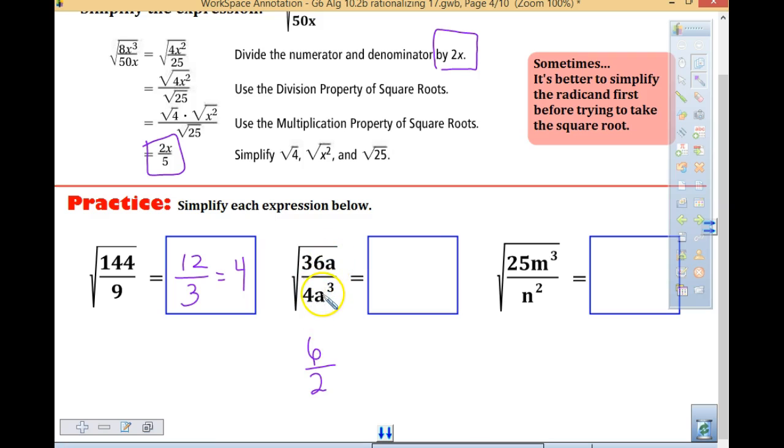And you have a over a to the second. So remember when we were doing division, we were actually subtracting, and since our larger power is in the denominator, this would actually leave us in our denominator with the square root of what? A to the second. So 6 divided by 2 gives us 3, and in our denominator, we are going to have over a.